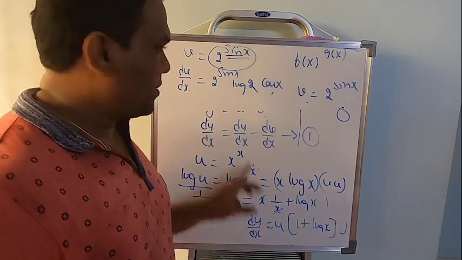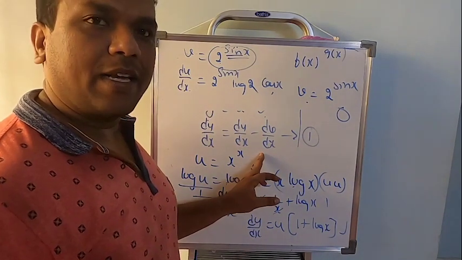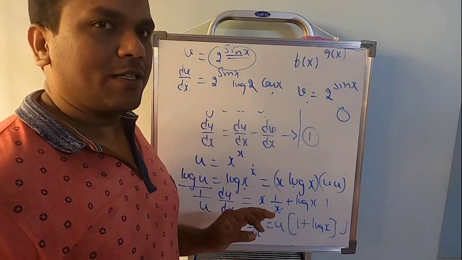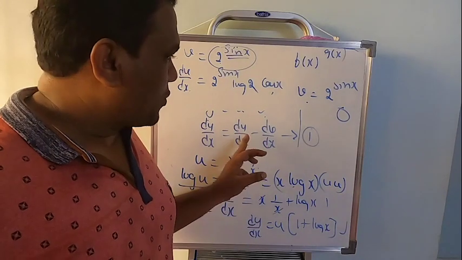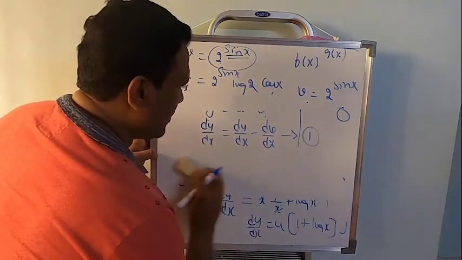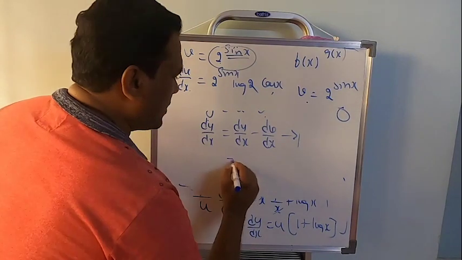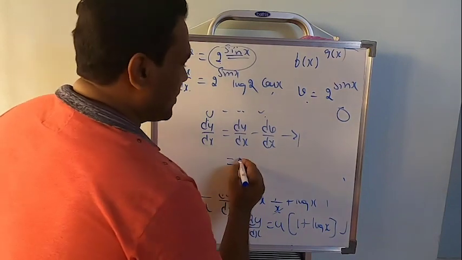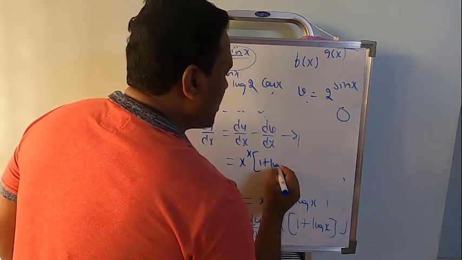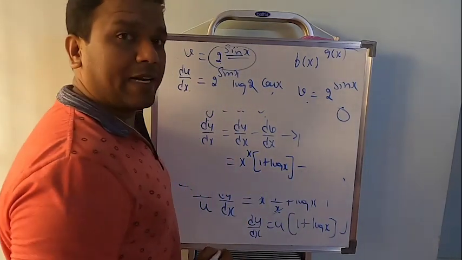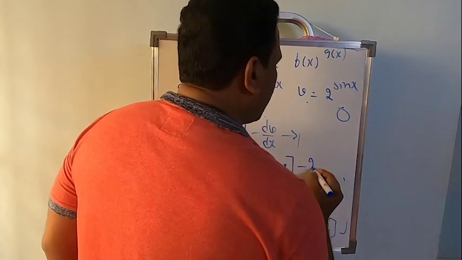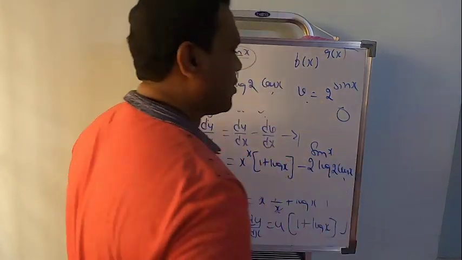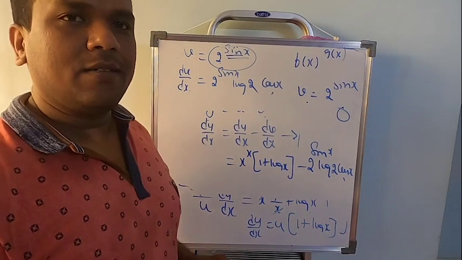You have du by dx here, and you have dv by dx. Substitute them back in equation number 1. That is the conclusion part. That will carry 1 mark. Forget all these things, the final answer will give you 1 mark. So finally I will replace it here. It says du by dx, which I have written here. So what's the value of u? Now u is given by x to the power x multiplied by 1 plus log x. That is du by dx, minus dv by dx, which is 2 power sin x multiplied by log 2 multiplied by cos x. And that's the final answer.